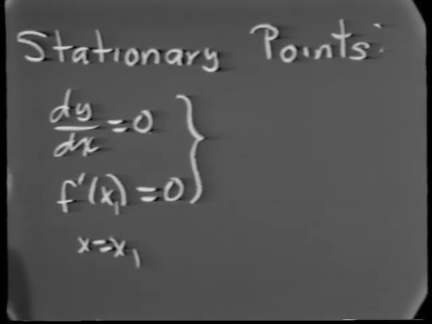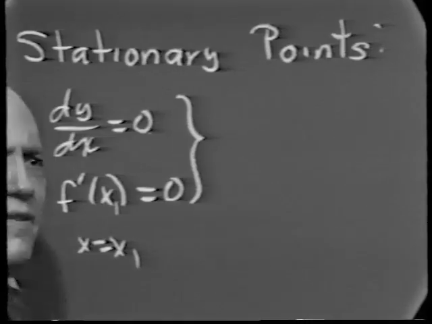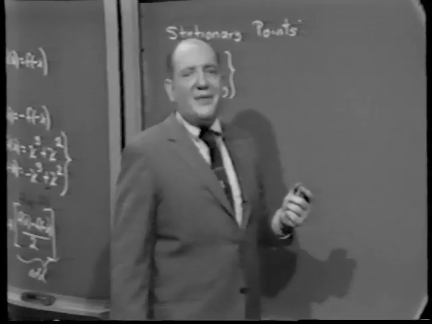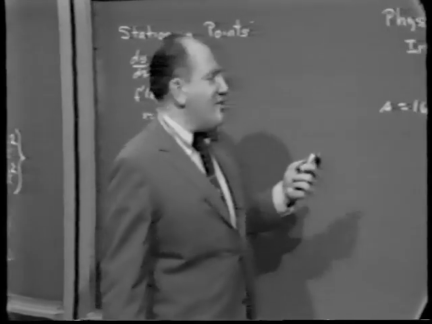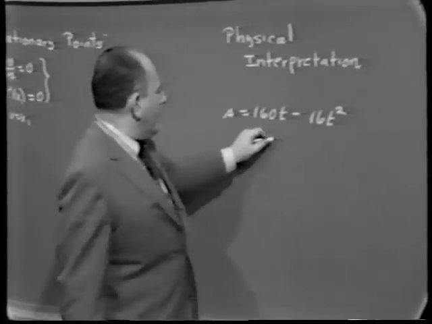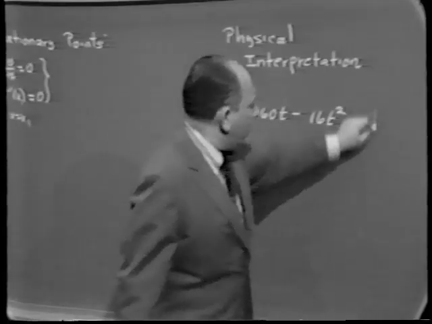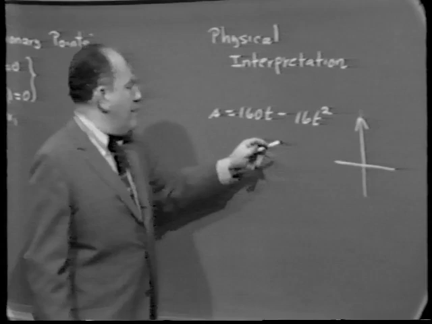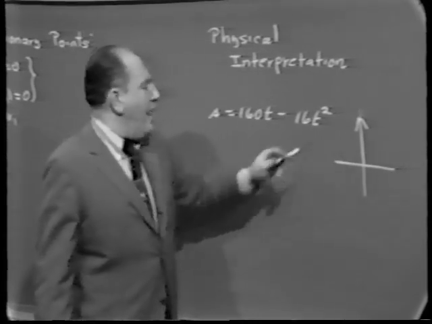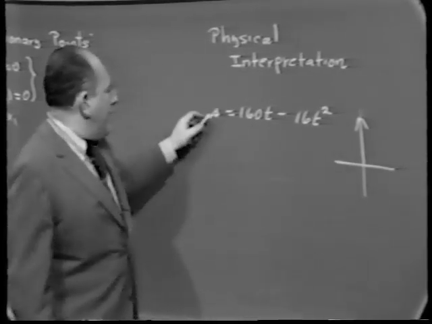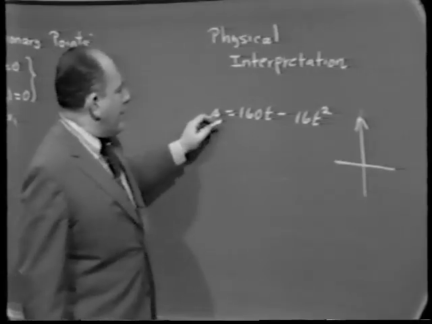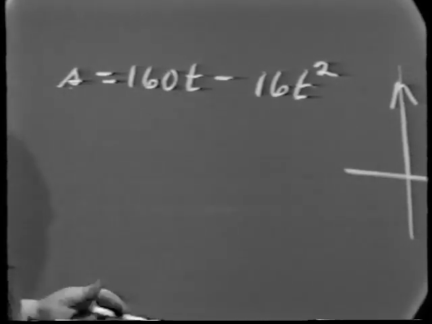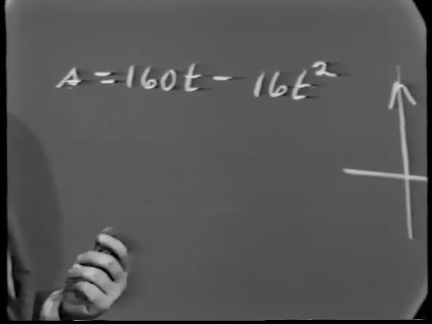And the importance of stationary points can be seen in terms of a physical interpretation. We haven't used our freely falling body for quite a while. Let's go back to such an example. Suppose a particle is projected vertically upward in the absence of air resistance, etc., with an initial speed of 160 feet per second. It can then be shown that the height s to which the ball rises in feet at time t is given by 160t minus 16t squared.